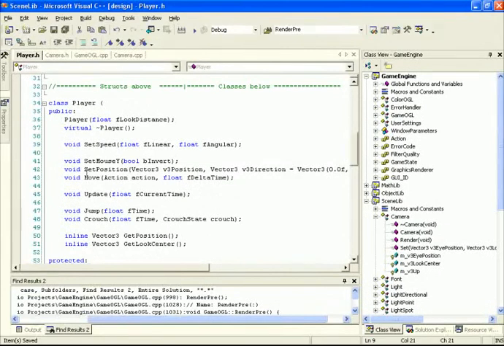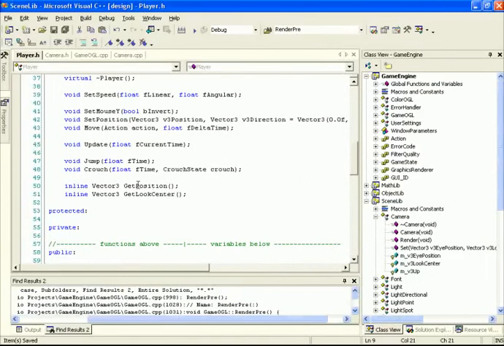We have the move function, which lets us update our actions. The update function, which we'll call anytime we're doing jumping or crouching. And then we also have getPosition and getLookUpCenter. We'll need these a little bit later on to get the member variables out of this function.